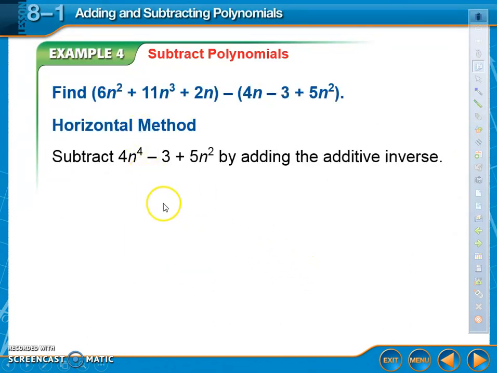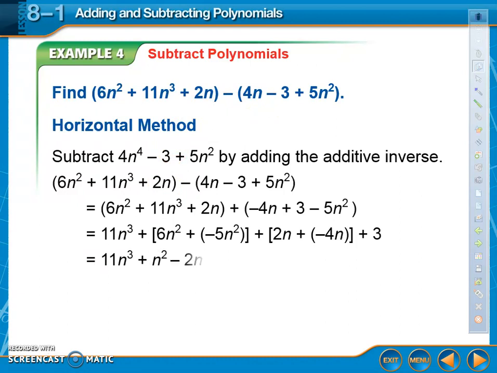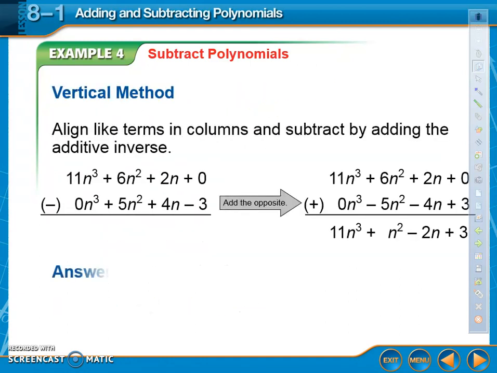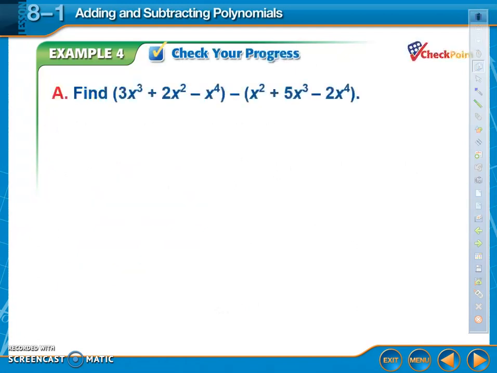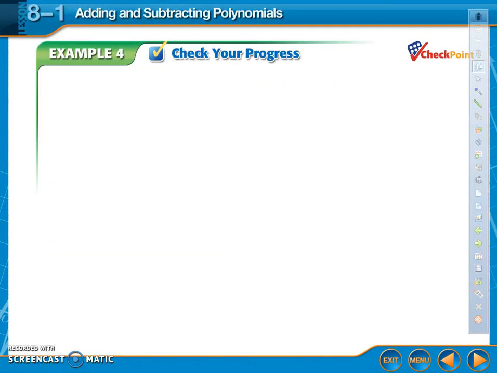All right. Let's see. I'm going to skip through this one. More and more practice. You can go through this if you'd like. Okay. Lots of slides today. All right. Vertical method. There you go. All right. Let you check your progress on that. Work that one out. All right. There you go. Answer was B.